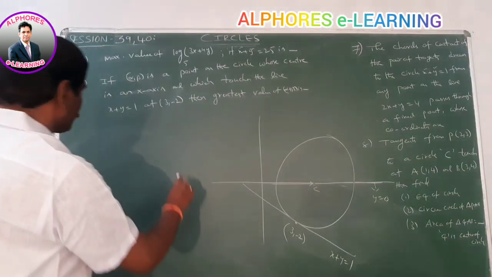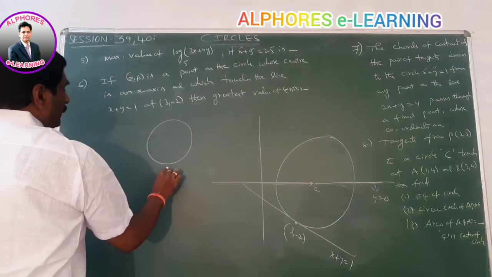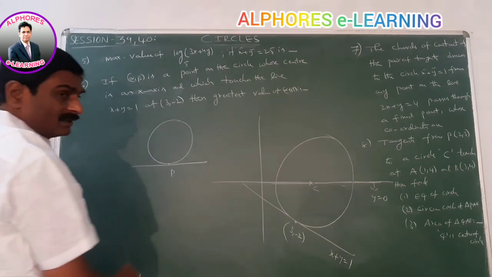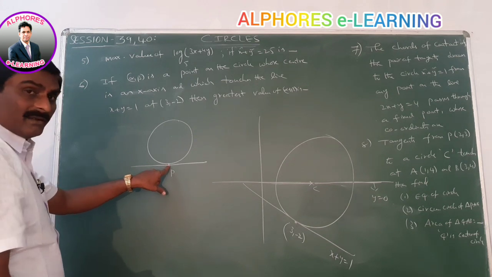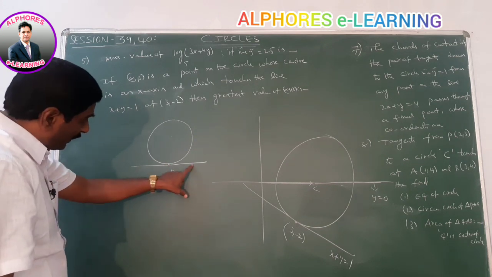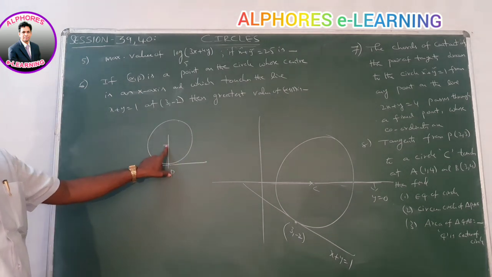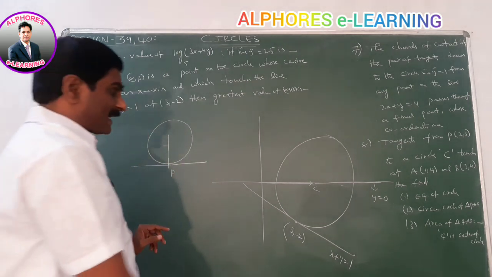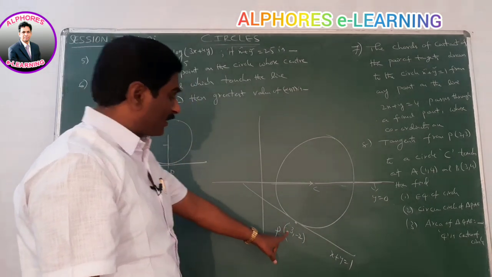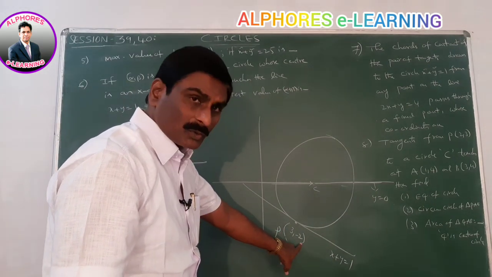We know that if P is the point of contact of a tangent, the line perpendicular to this tangent at P is nothing but the normal. This must pass through the center of the circle. Here first we find, say this point is P. We find the normal equation through (3, minus 2).